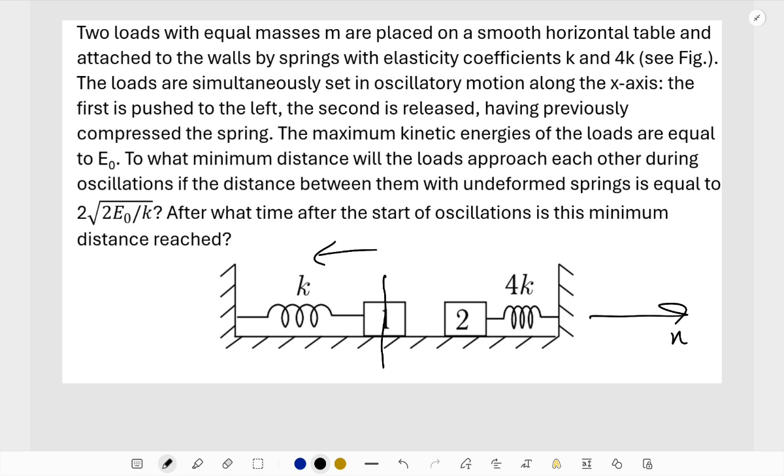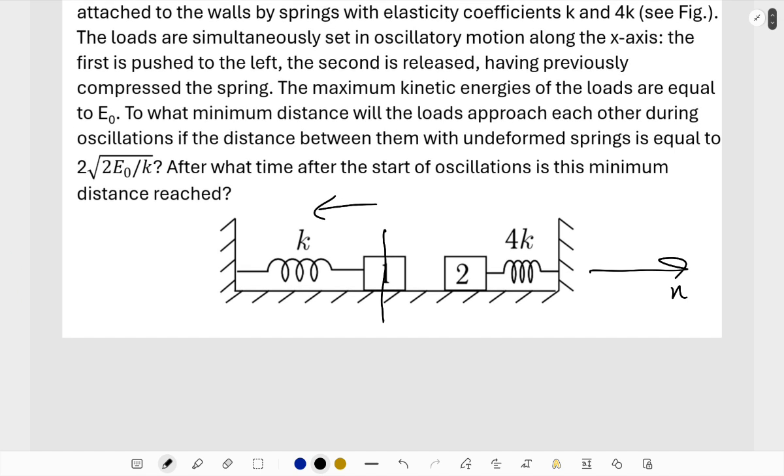So what velocity it was given, I know, that is omega A, and its amplitude A1 can be found by simply putting E naught equals half K A1 square, and that gives A1 equals under root twice E naught by K. That's one thing to know.